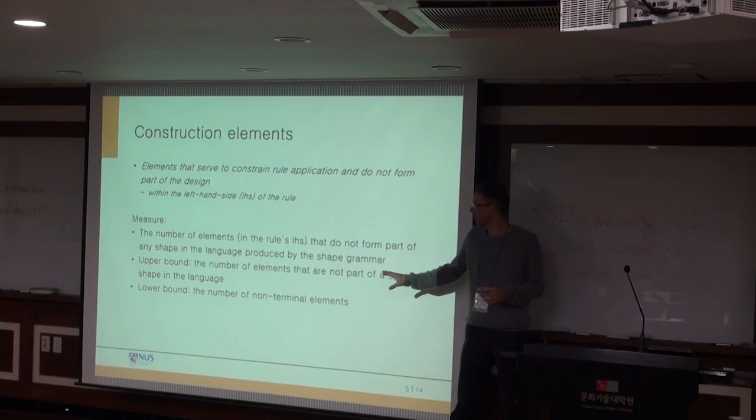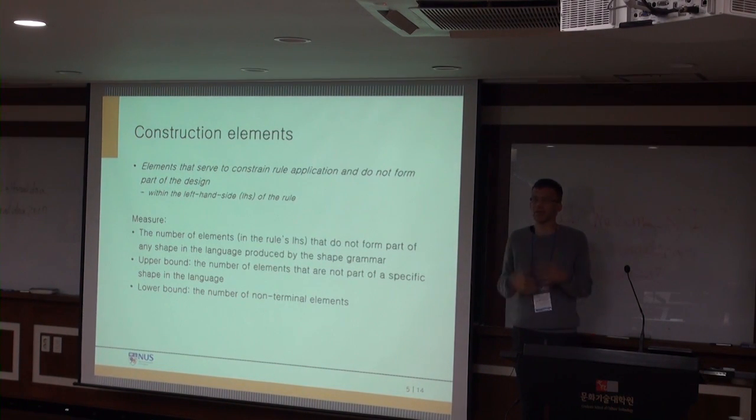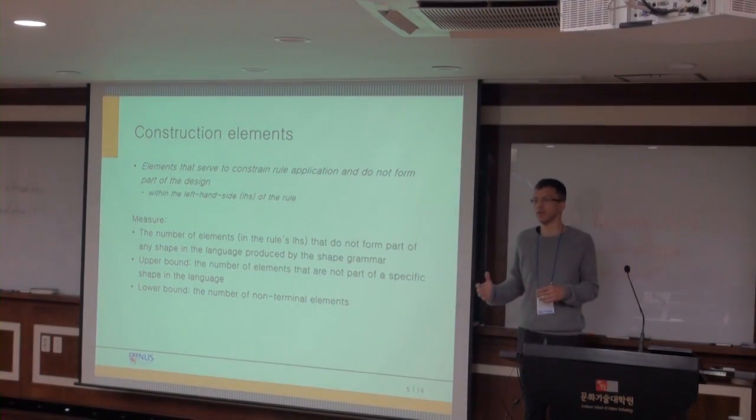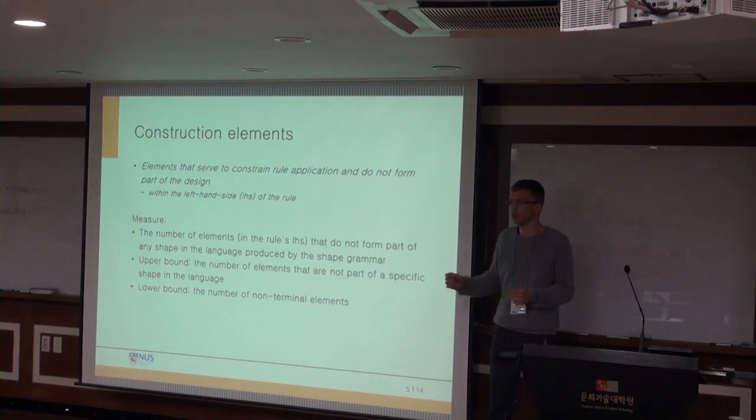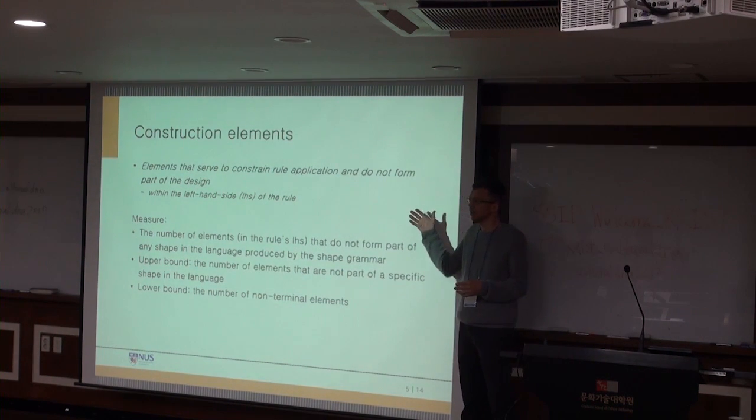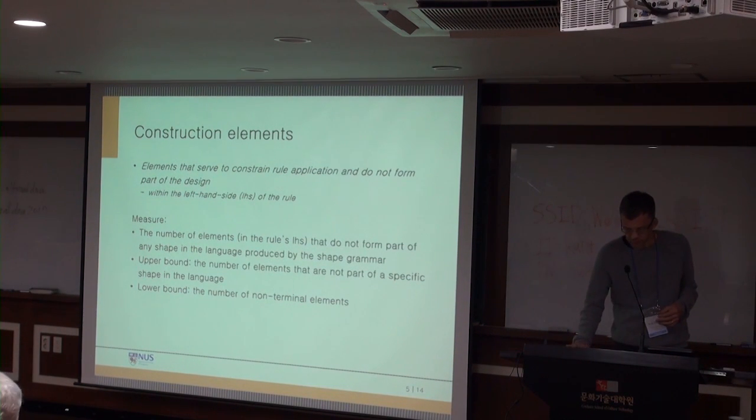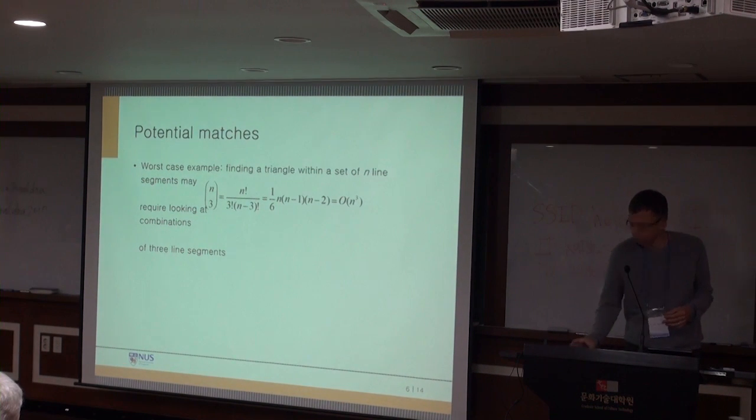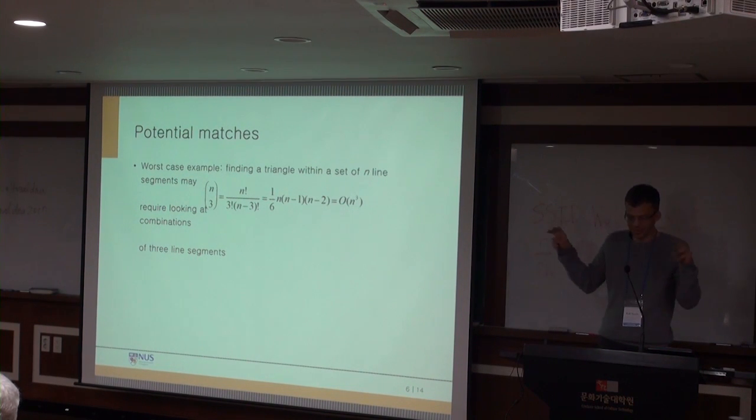It's not the same as the number of non-terminal elements. In the standard shape grammar definition, non-terminals tend to be points with labels, but as Thomas already showed, you could draw a line in it. That line itself is not considered a non-terminal, but it actually has the exact same idea as the construction element. And so the idea, of course, would be to reduce this kind of construction element in the practical shape grammar.